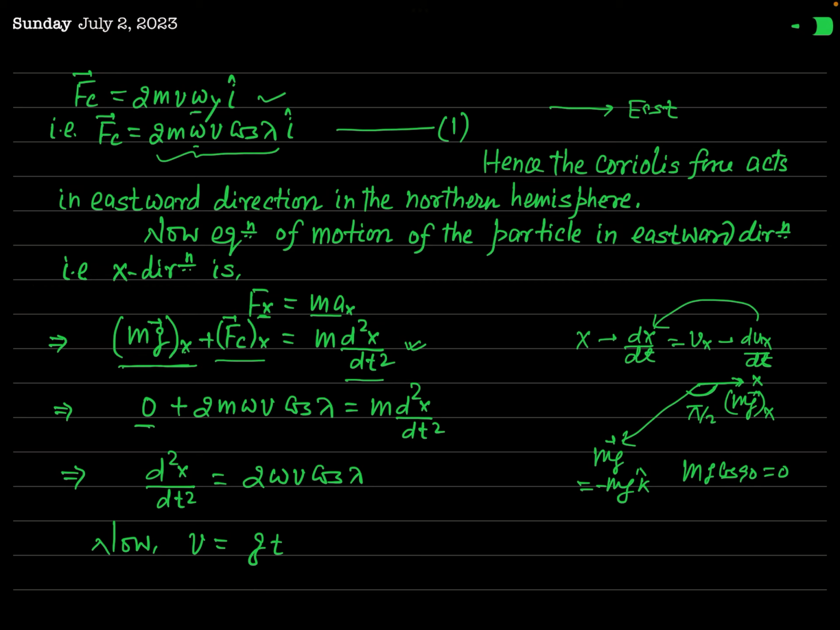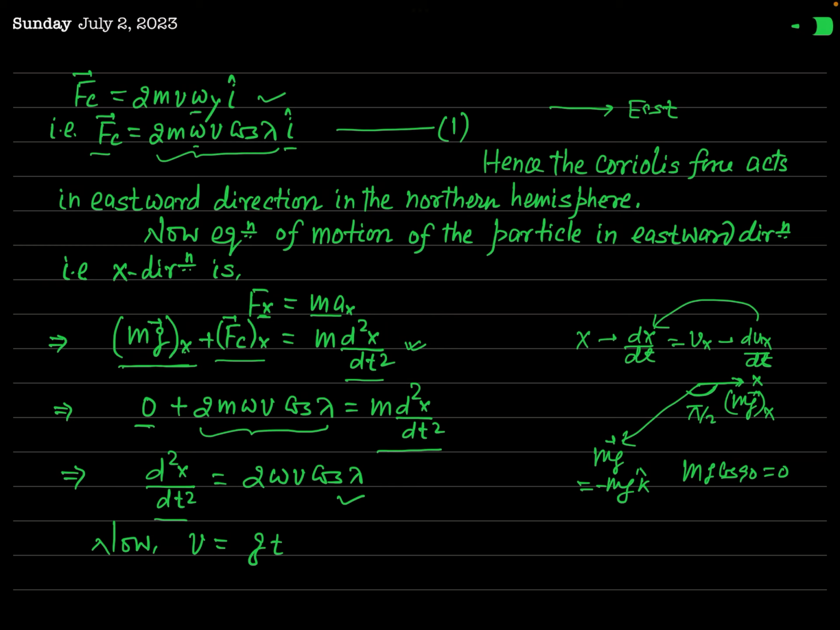Okay, and you can see the Coriolis force is already in the x direction. Here there is the unit vector i, which represents the x direction. So the x component of this Coriolis force will be simply equal to this much: 2m omega v cos lambda. So you can write 0 plus 2m omega v cos lambda equal to m d2x by dt square. Now m on both sides will cancel out, and you can write d2x by dt square equal to 2 omega v cos lambda.